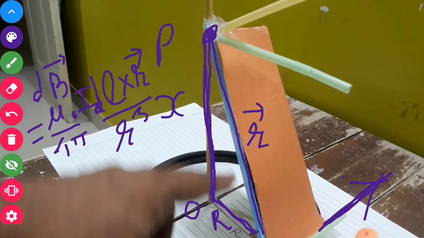Now this is your dl, and this is your position vector r. So you have to rotate the dl in the direction of vector r. In A cross B, what do we do?